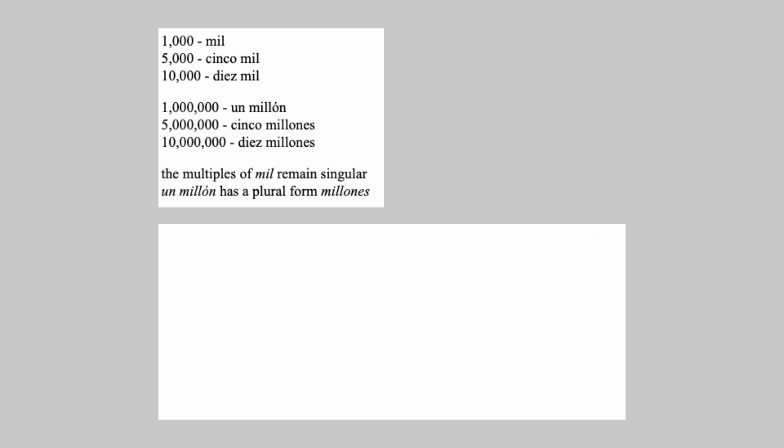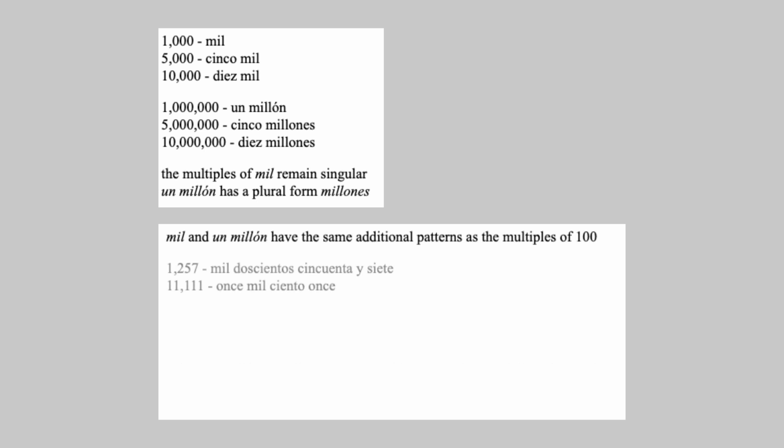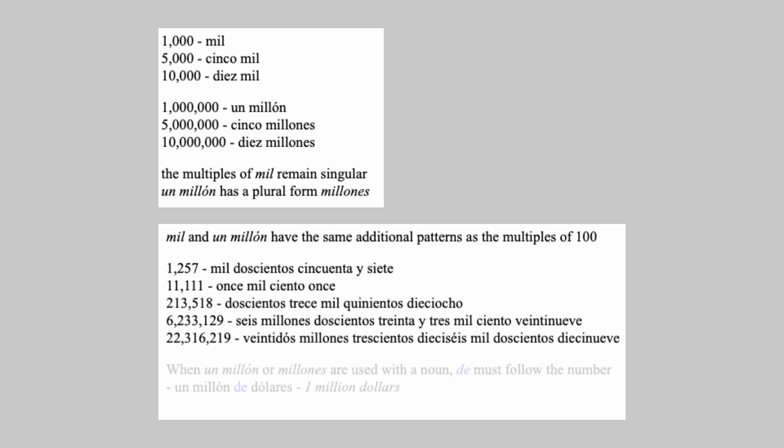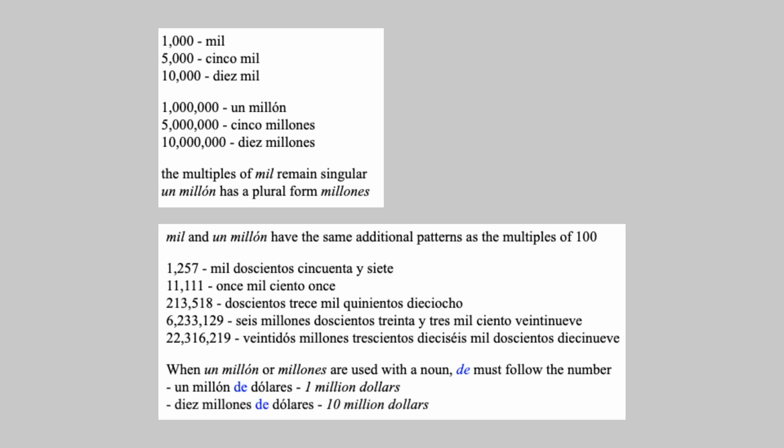Mil remains singular, but un millón does have a plural form, millones, and they have the same additional pattern as the multiples of 100. They do not add E after mil or millón. If un millón or millones are used with a noun, then de must follow the number.